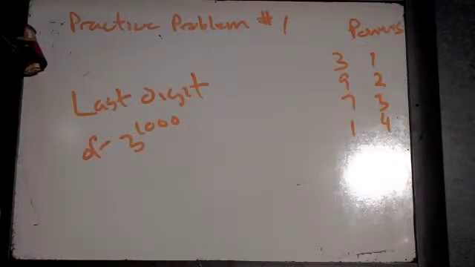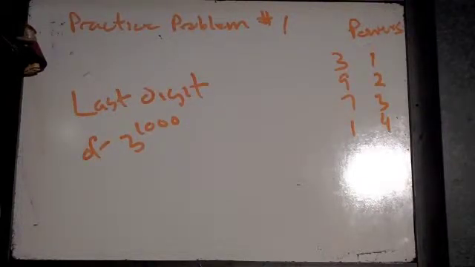We multiply by 1,000. What's 3 times 1,000? It's 10 times 300, which is 3,000. So what's the last digit? 0. Huh, that's funny. It's not one of the choices. Does 3 to the 1,000 mean 3 times 1,000? No, it doesn't.